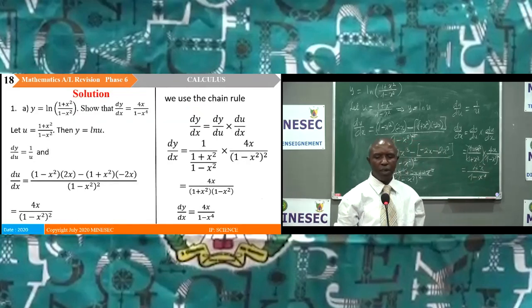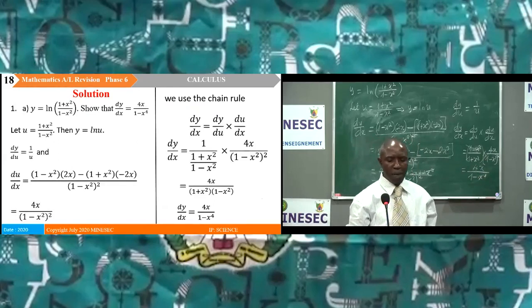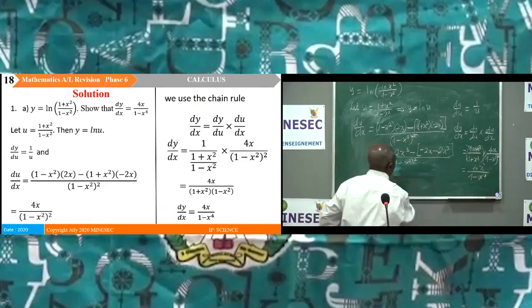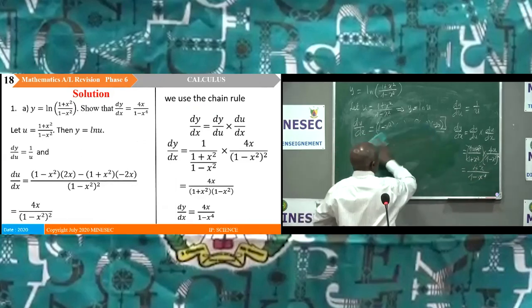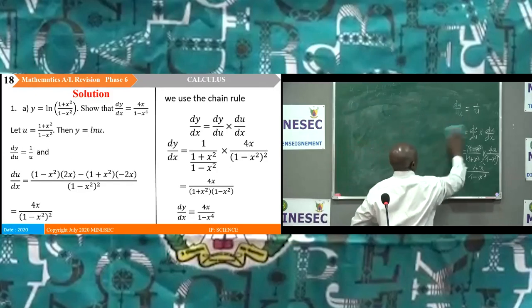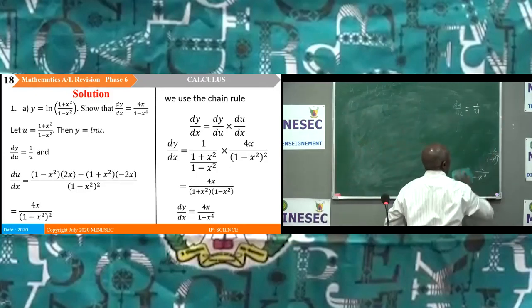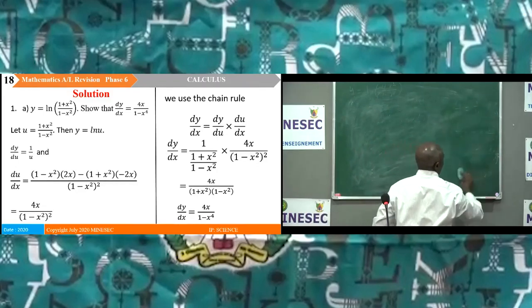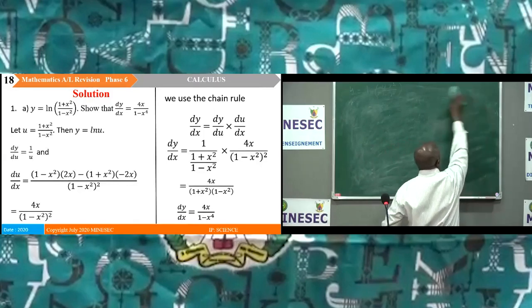As you can see on your screen, we move on to the B part of the question. Looking at the solution there on the screen, while we are looking at what is expected of us to do with the B part of the question.